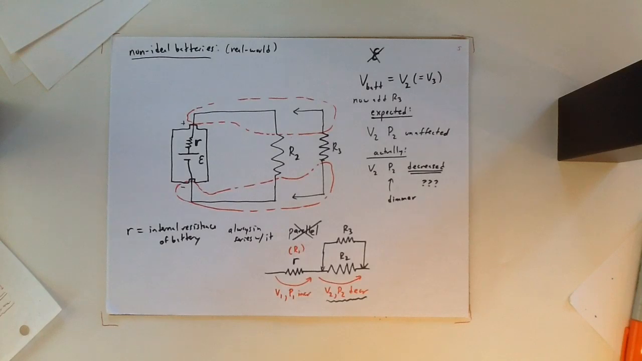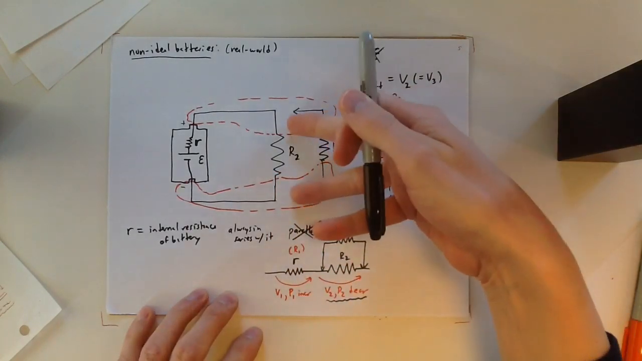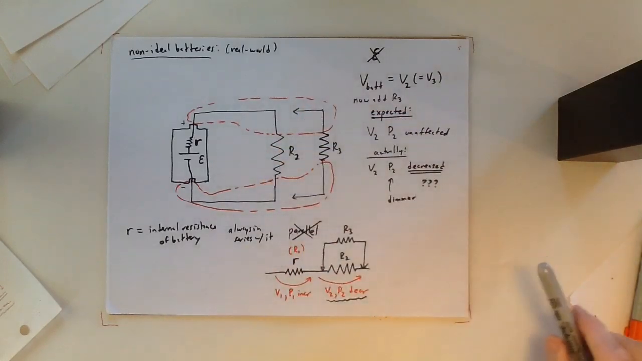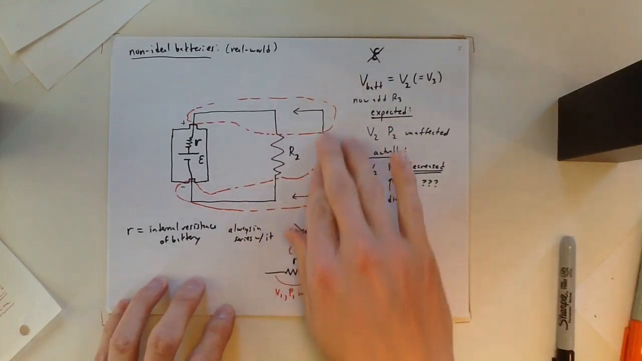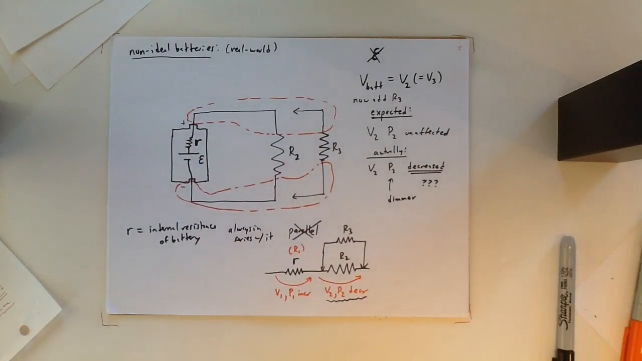So even when you think you have a parallel circuit, when you do add new branches, they do affect the previous branches, because you aren't really in parallel. These are in parallel, but they're in series with something, a resistor, that you can't even see.